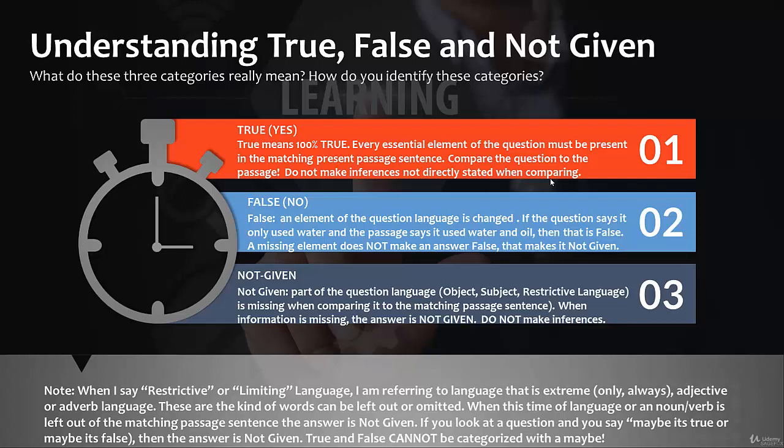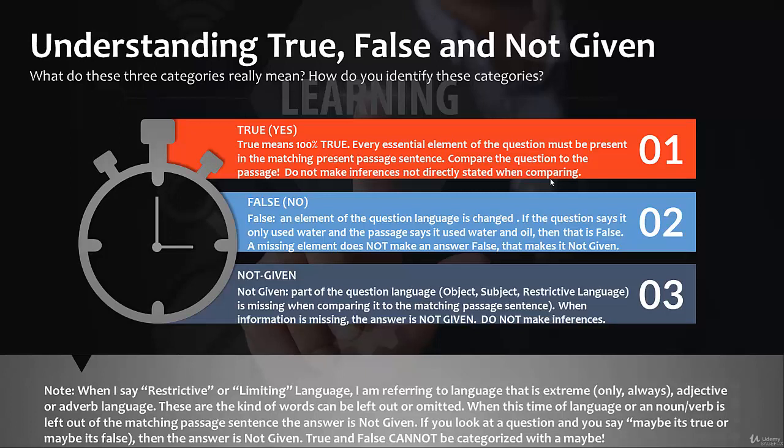False is where something has been changed, right? Something has been changed. False does not mean a missing element, and a lot of students get confused with that. False means that something is different or changed from the question to the passage, the matching passage sentence.